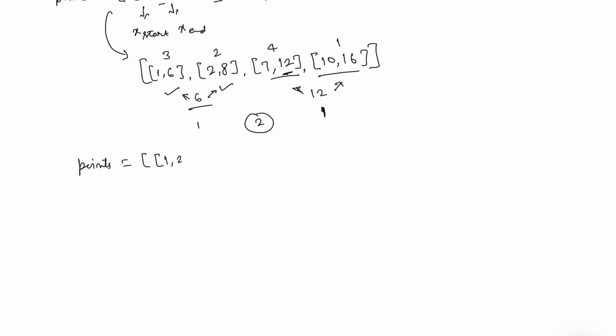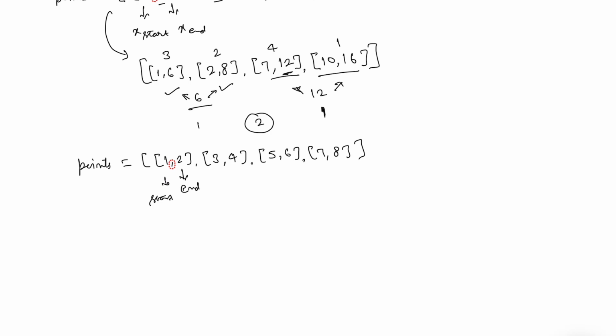1 2, 3 4, 5 6 and 7 8. So what will happen here? See, this is the end point and this is the start point. So initially a start point and end point for all, and it is already sorted. We can sort later also, but it's already sorted.